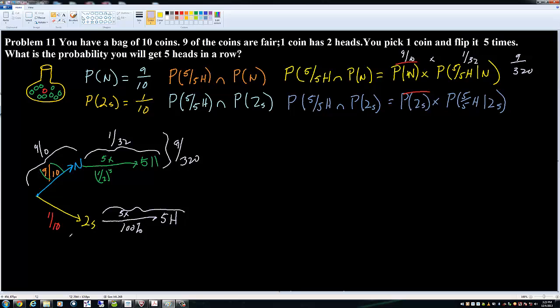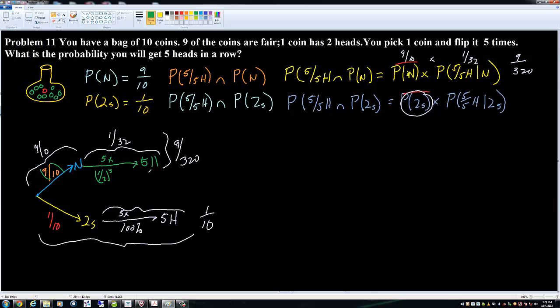So the total probability of this arm is the probability of getting the two-sided coin times the probability of getting 5 out of 5 heads having picked the two-sided coin. The first is simply 1/10. You're always going to get 5 heads, so that's a 1. 1/10 times 1 is 1/10.